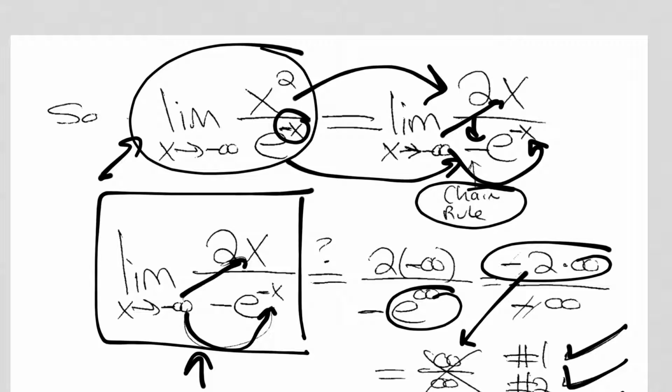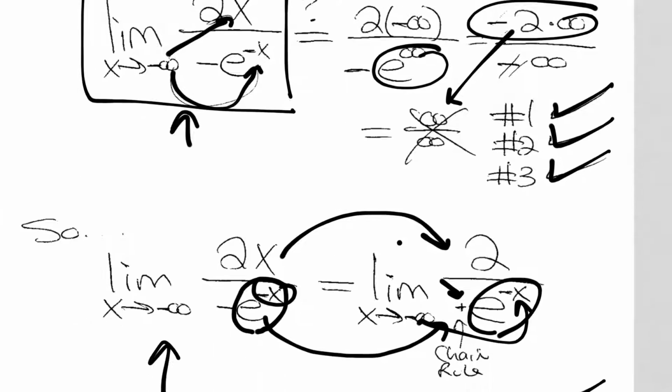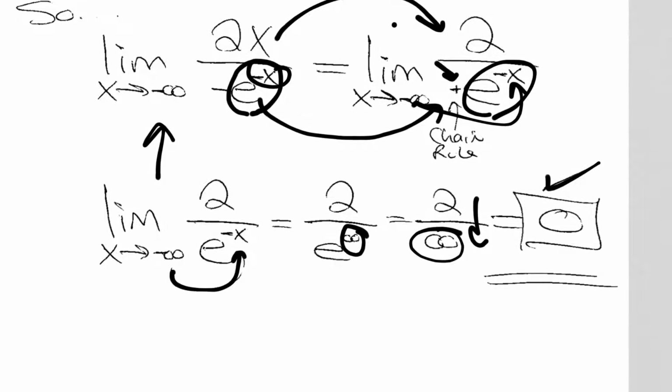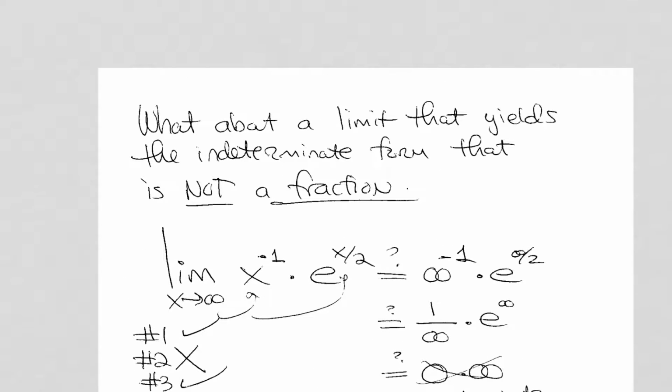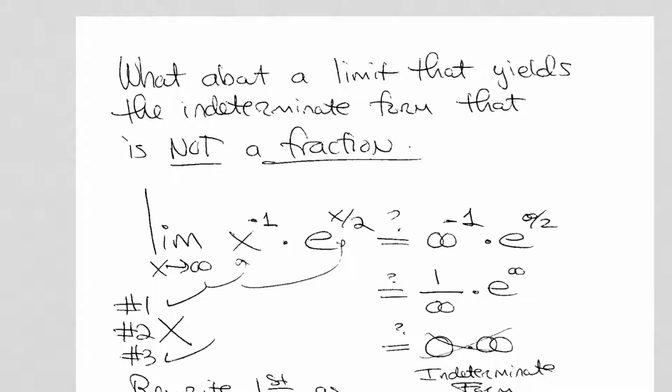So that's how we run L'Hopital's rule more than once. We run it each time that we are stuck with the indeterminate form. But of course, remember, there's 3 steps. Fraction, limit, indeterminate form. Okay. What about a limit that yields the indeterminate form, but it's not a fraction? Well, here's an example.